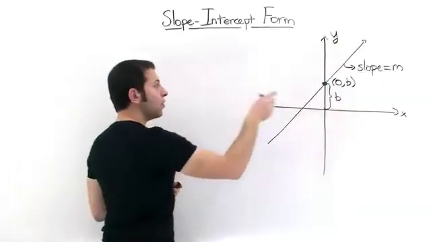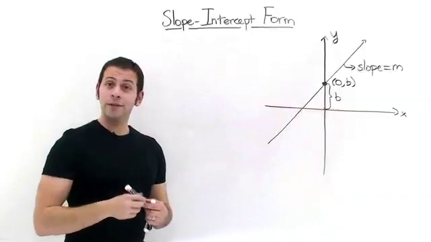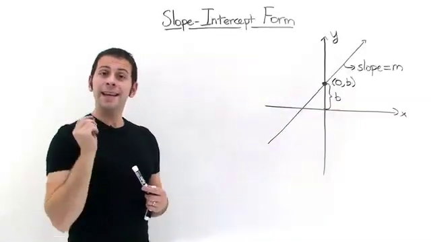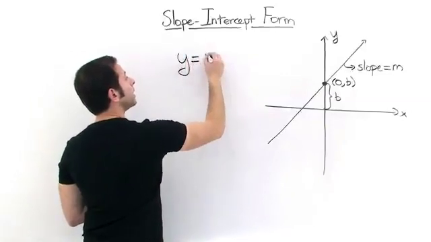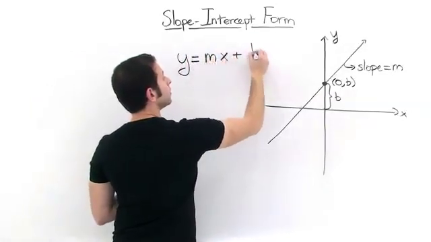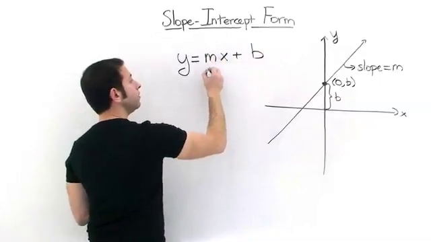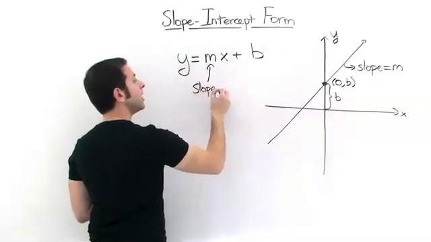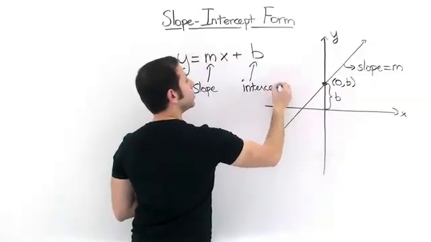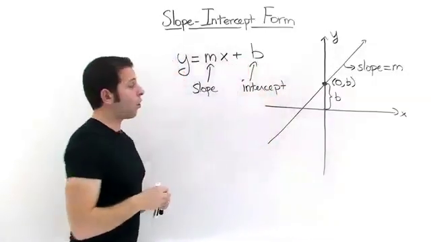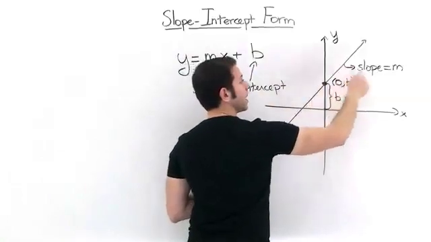So if you know this information, it turns out that you can write down the equation of the line in an instant, because the equation of the line is given by y equals mx plus b. So all you have to do is write the slope in front of the x and write the intercept as the number that gets added to m times x. All you have to do is know the intercept and know the slope.